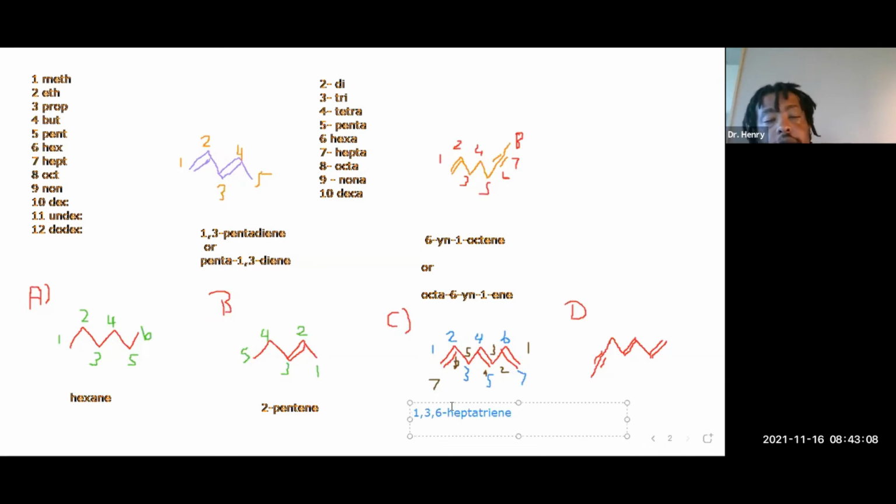Okay, so that would be one way of writing it. The other way of writing it would be putting the numbers in between. So then it'd be hepta 1, 3, 6 dash tri. Okay, and then D.